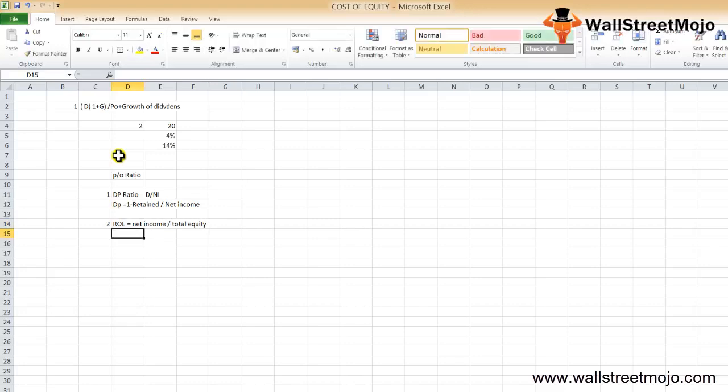Now, the next thing: how to calculate the cost of equity with the help of the CAPM method. Let's get into this.